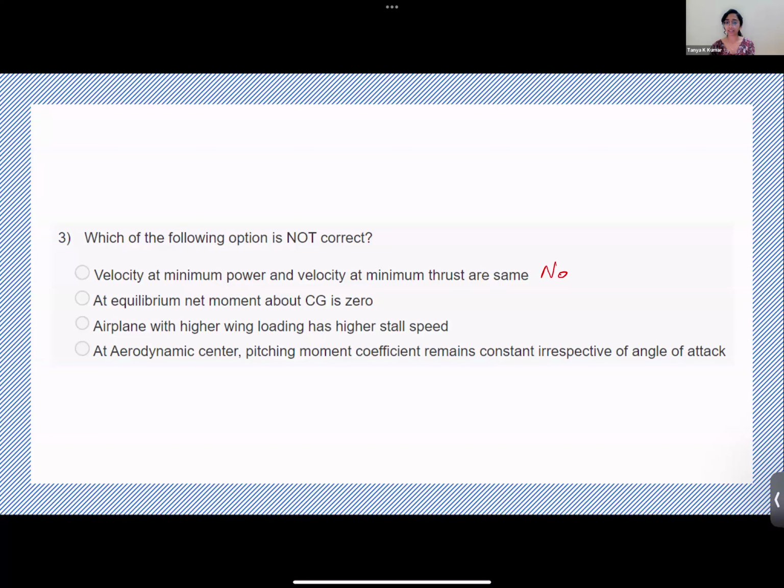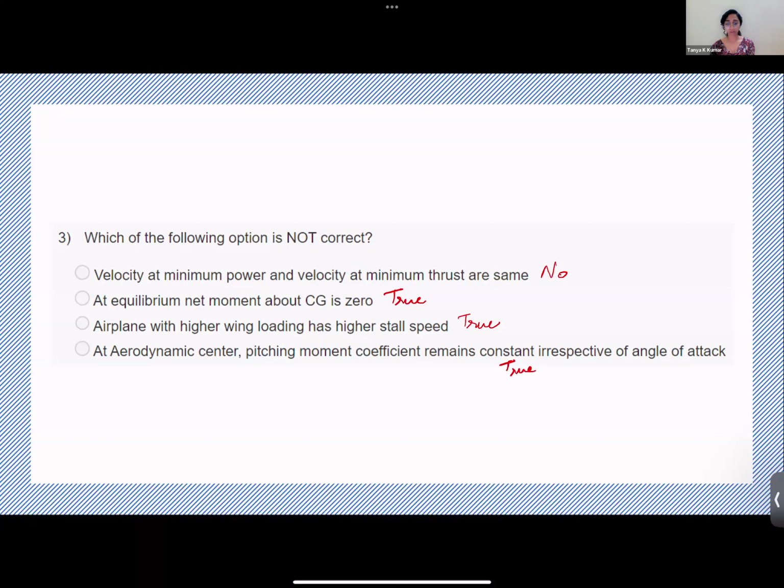Second statement, at equilibrium, net moment about CG is 0. True. Yes. Airplane with higher wing loading has higher stall speed. Yes, we just saw this. At aerodynamic center, pitching moment coefficient remains constant irrespective of angle of attack. This is true by definition. That is the definition of aerodynamic center, right? This is true. So only this statement is untrue.